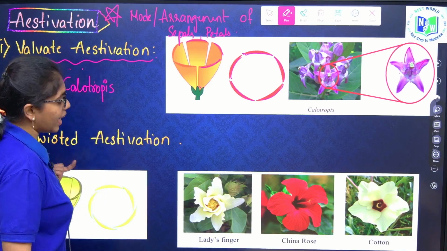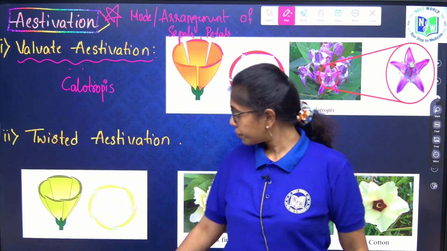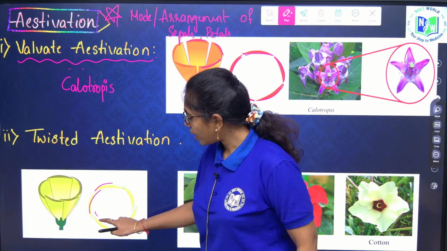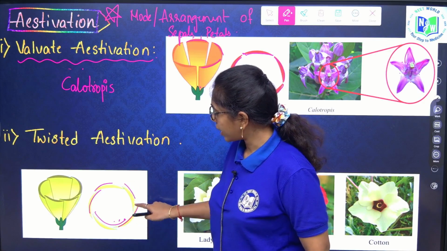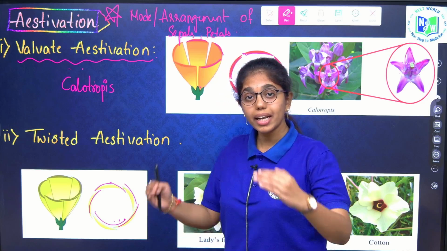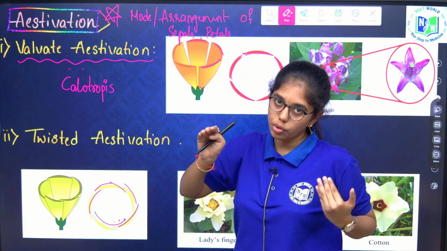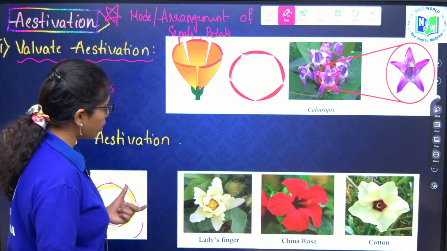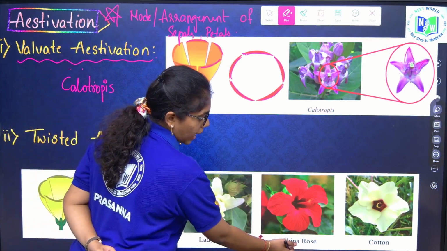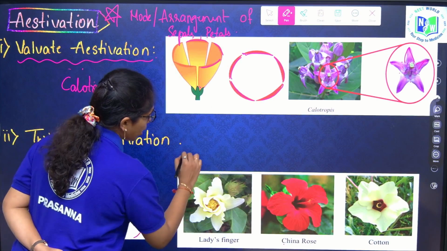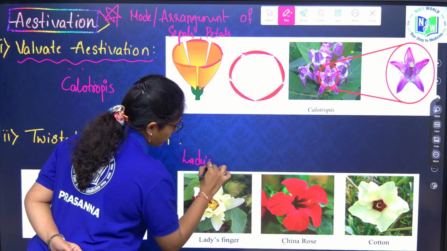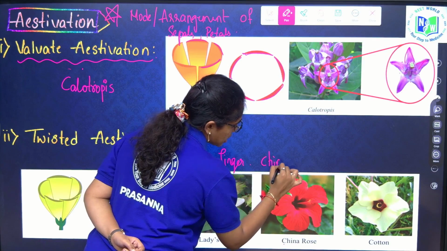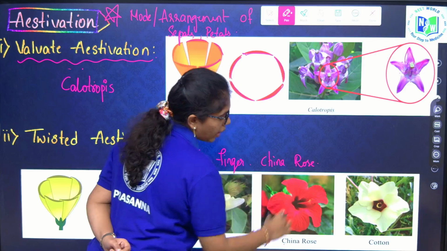Next, twisted aestivation, where you will see the sepals or petals overlapping each other. Here petals are overlapping each other in a particular direction, in the same direction. The examples you have to remember are lady's finger, China rose or hibiscus, and cotton.